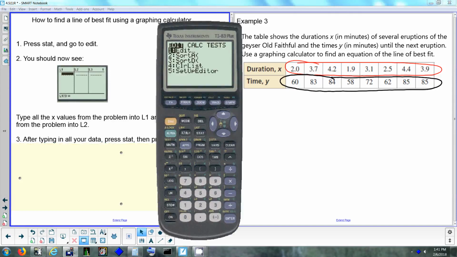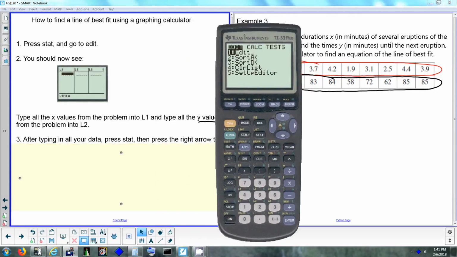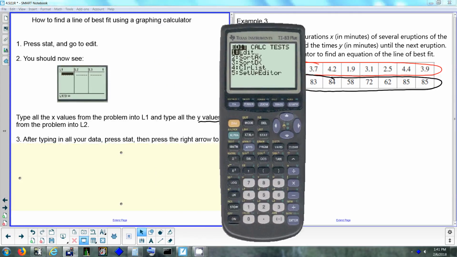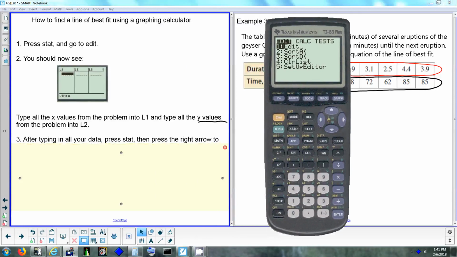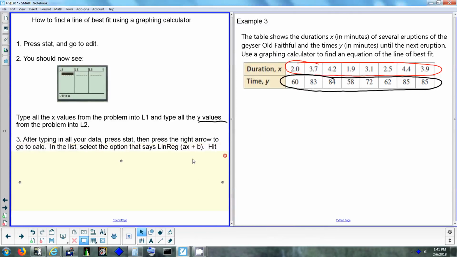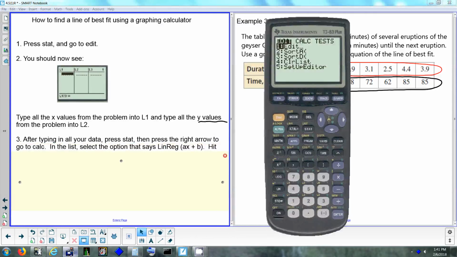We have to go back to that. Press stat. Okay. What's the next thing it says to press? Press the right arrow to go to what? Calculator. What does it say? Go to calc. So you press the right arrow. Okay. Does everybody's screen look like that?